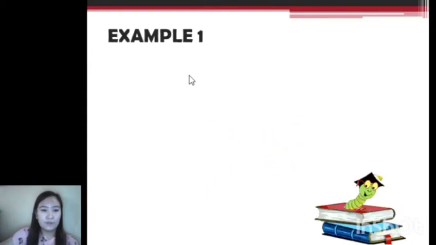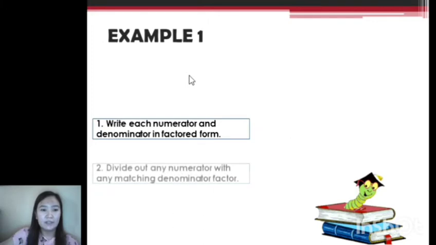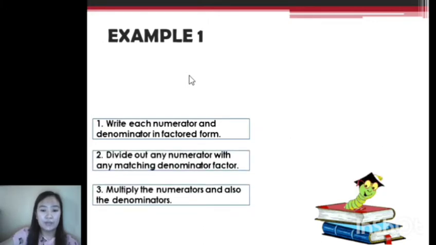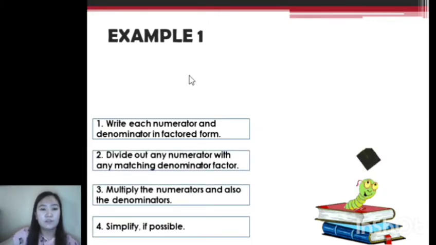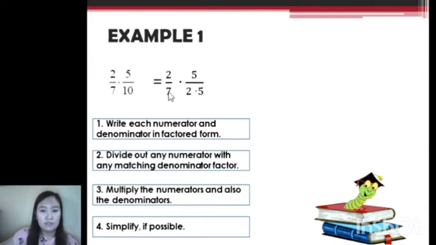Moving on to our first example, do not forget the steps in multiplying rational expressions. First example, 2 over 7 times 5 over 10. First step, write each numerator and denominator in factored form. That is equal to 2 over 7 times 5 over 2 times 5. Take note that 2, 7, and 5 are already prime numbers.